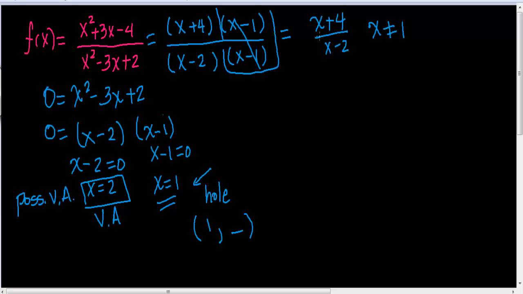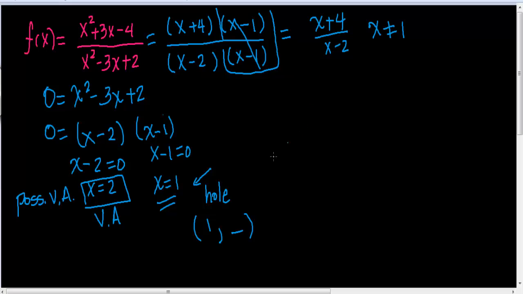Now, what does this mean? This means that this original function, if I were to graph this original function, and if I were to graph this function here, they would look exactly the same, except at the value x equal 1, somewhere on the x-axis, at 1, I'll have a hole. That's the difference between this graph and this graph. But it will have exactly the same curve. The same curve, except it'll have a hole at 1, okay? But I don't know where exactly on the coordinate plane.